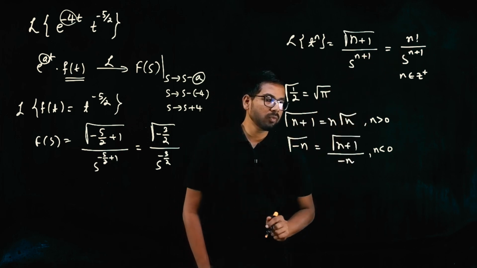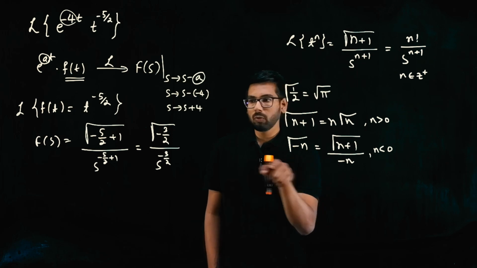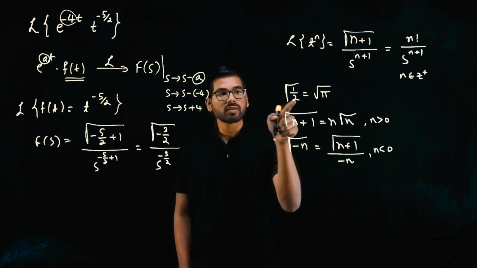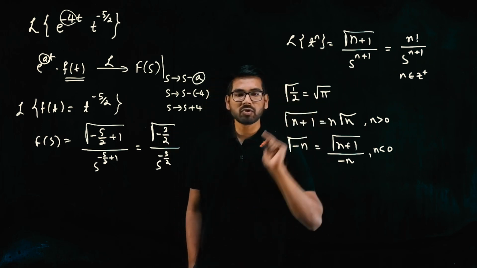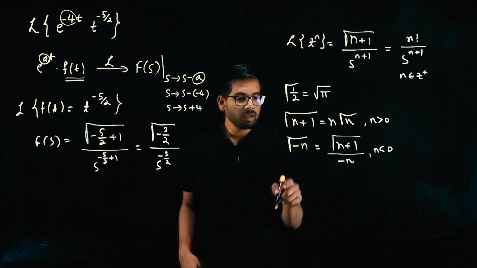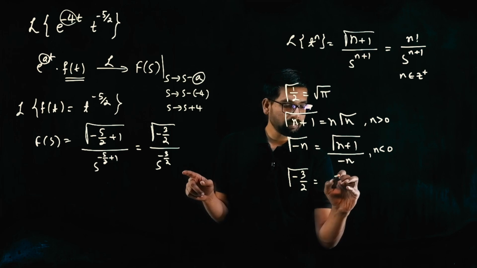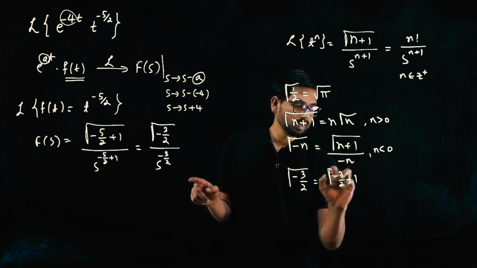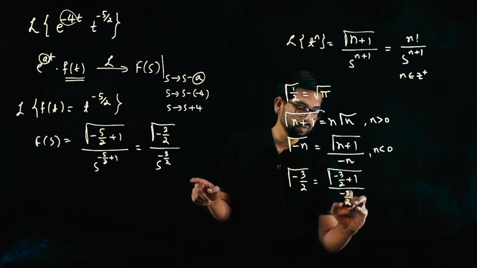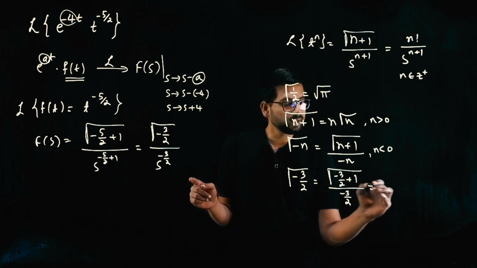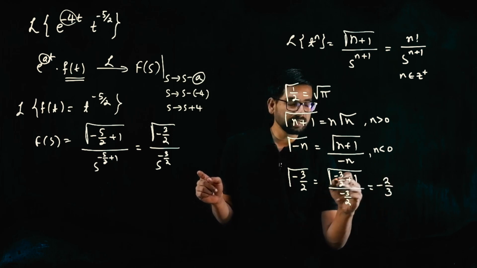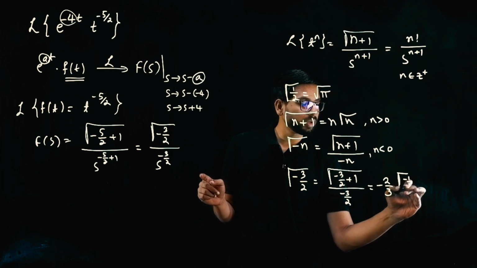So we need to use this formula to make this minus 3 by 2 as gamma of 1 by 2 and then substitute square root of pi. So how do you do that? Minus 3 by 2, it will become minus 3 by 2 plus 1 divided by minus 3 by 2, which will be, if this goes to numerator, minus 2 by 3, and this will be gamma of minus 1 by 2.